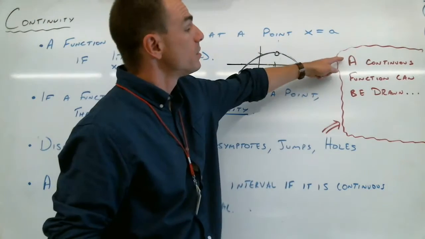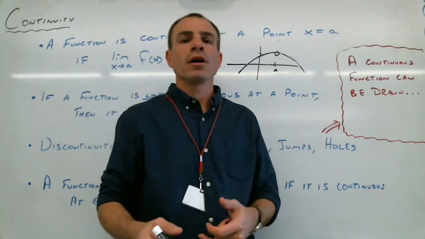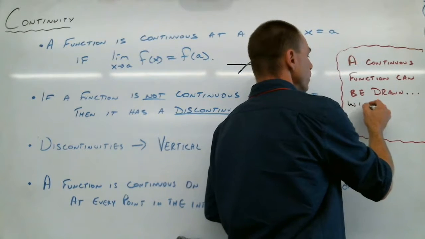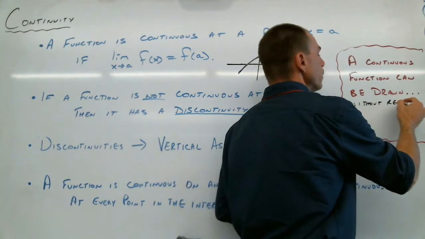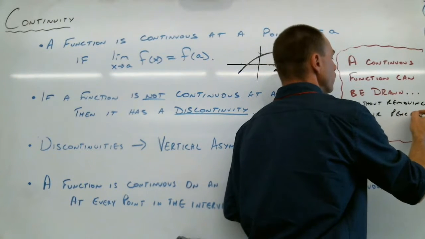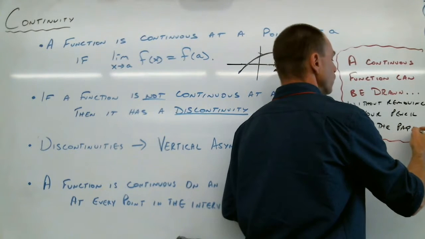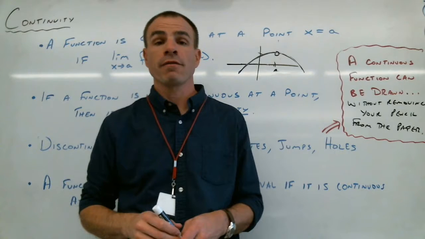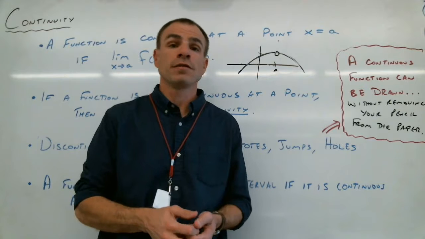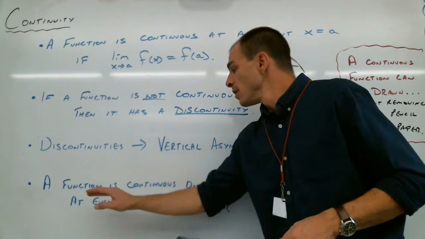So we can say that a continuous function can be drawn without taking your marker off the board, without taking your pencil off the paper. If you can draw the graph of the function without removing your pencil from the paper, then you have yourself a continuous function.